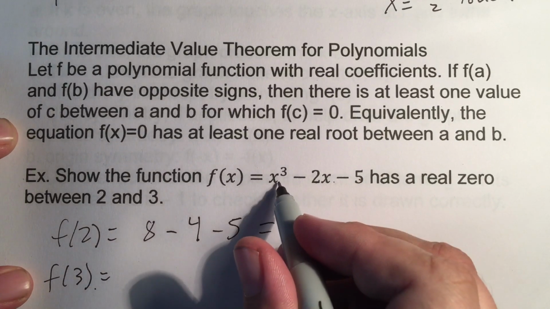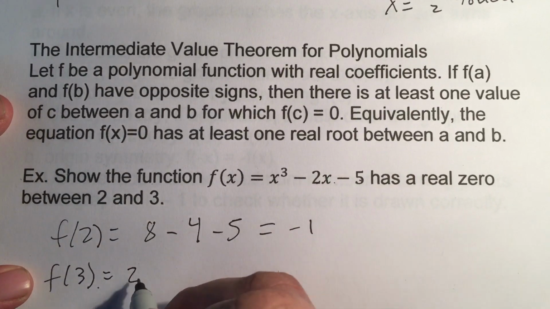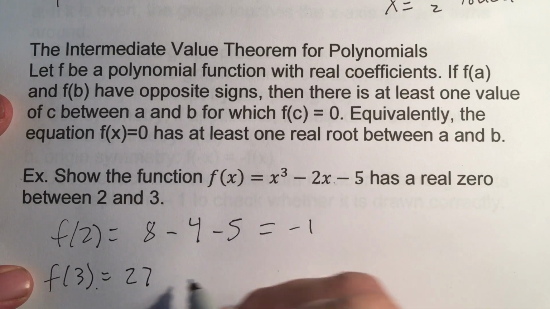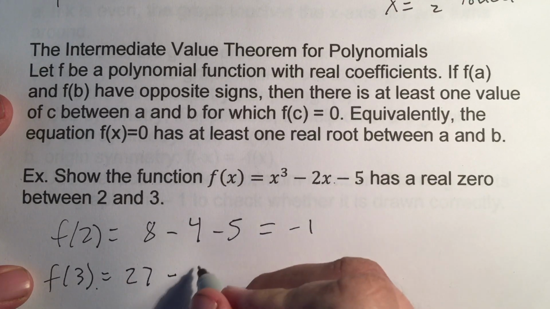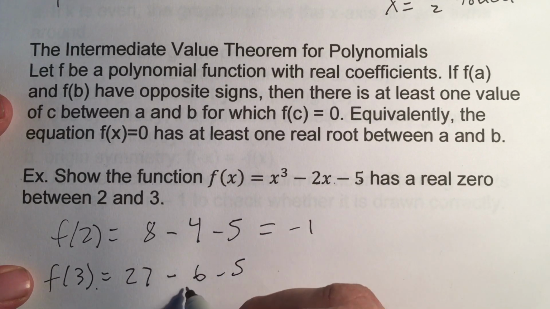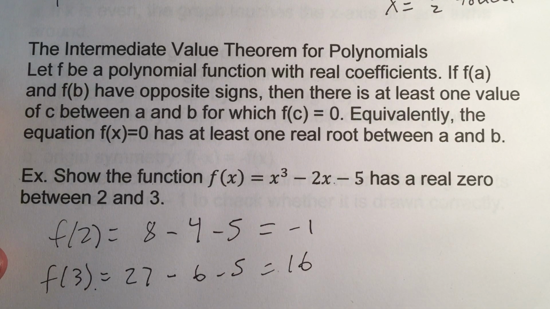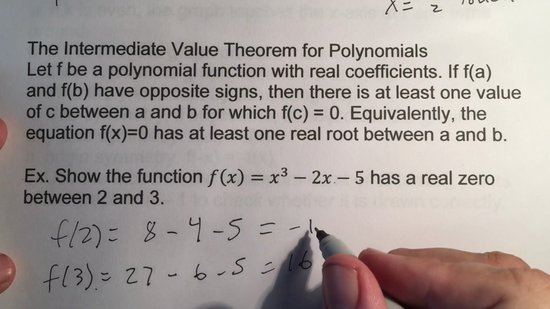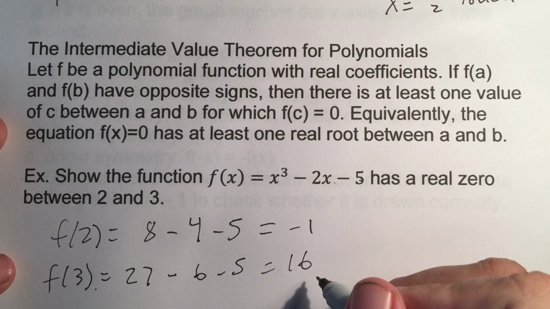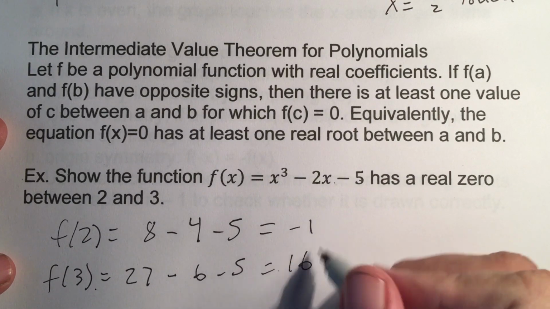We're going to put 3 in there. 3 to the third is 27, minus 2 times 3, which would be 6, minus 5. Taking minus 11 from that, we get 16. So, negative to positive. So there has to be a switch.